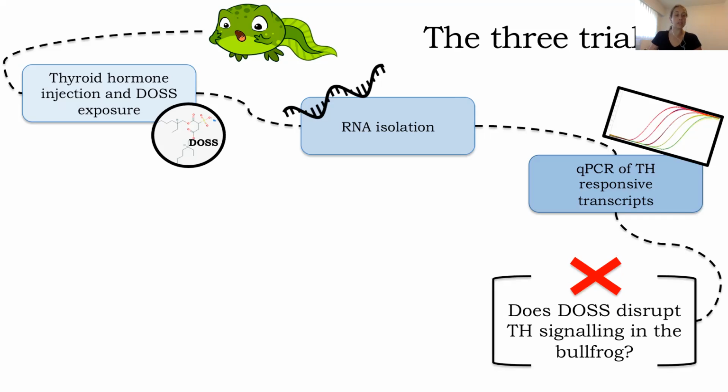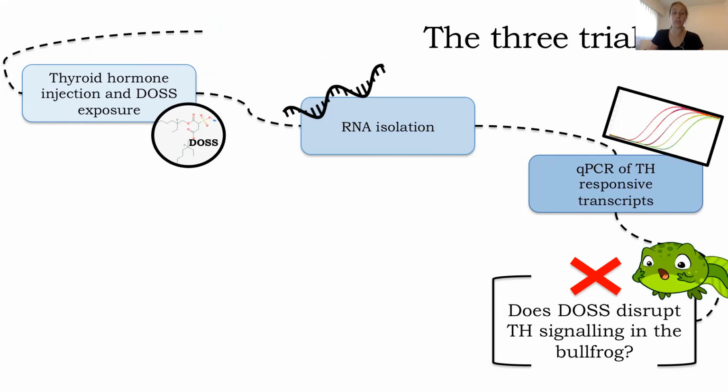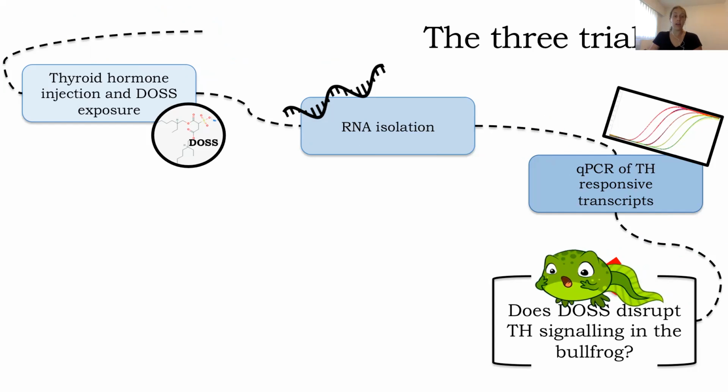Then RNA was isolated from both the tail fin and liver tissues, and finally, the expression of 3 thyroid hormone responsive transcripts, thyroid hormone receptor alpha, thyroid hormone receptor beta, and thyroid hormone-induced basic leucine zipper containing protein, or THB-ZIP, were analyzed using qPCR. By looking for changes in the expression levels of these thyroid hormone responsive transcripts, Chad could determine if DOS disrupted the thyroid hormone signaling that is so critical to his metamorphosis.